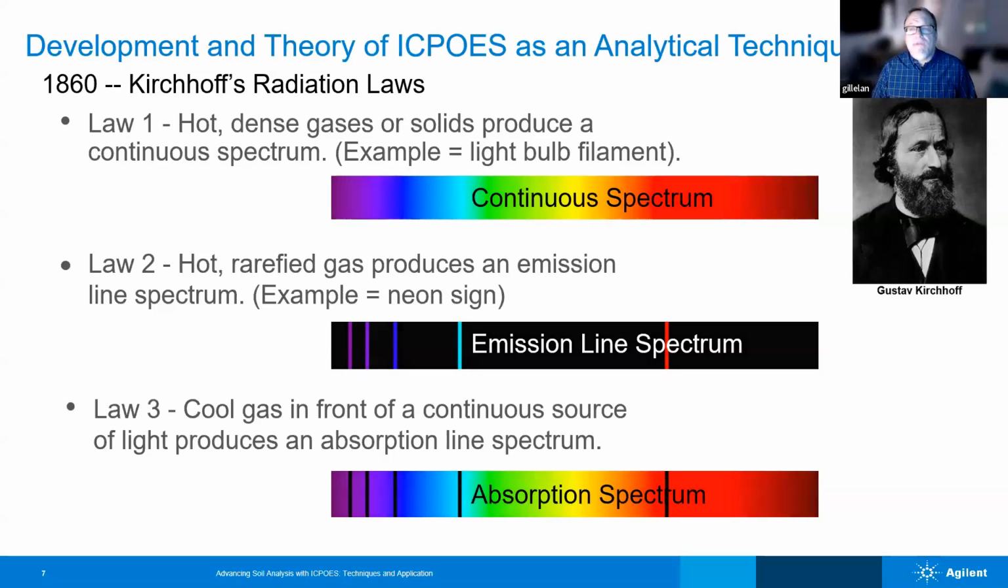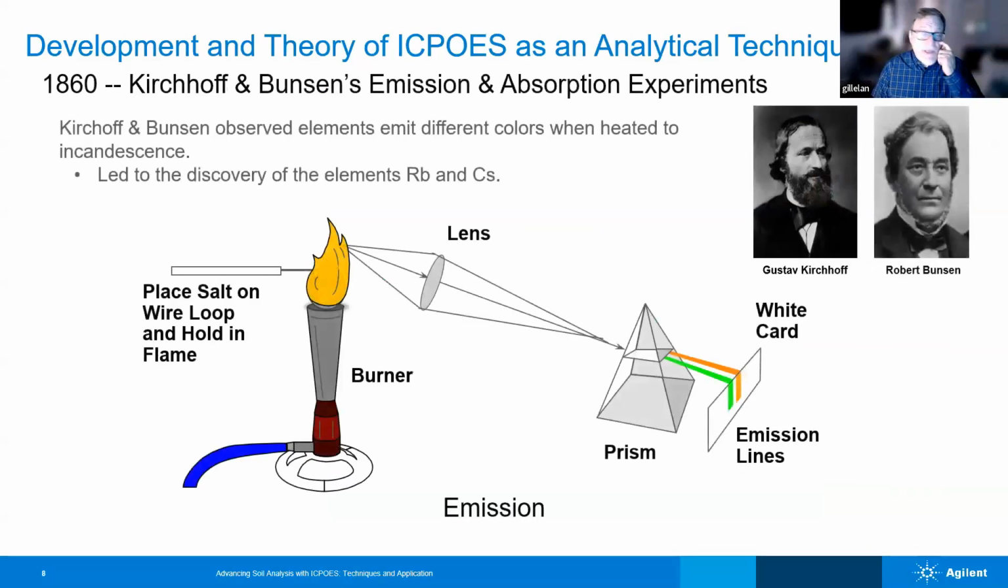Kirchhoff actually worked with Bunsen, he of the famous Bunsen burner, and did a couple of really famous experiments where they placed different metal salts on a wire loop and placed it into a Bunsen burner, and then focused that light through a prism and looked at the emission lines. This is a crude spectrometer, but it really was the beginning of emission spectroscopy. They recognized the value that it could have in the future, and they actually discovered rubidium and cesium in the process of doing this as well.